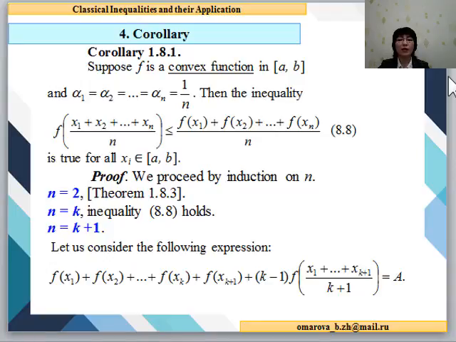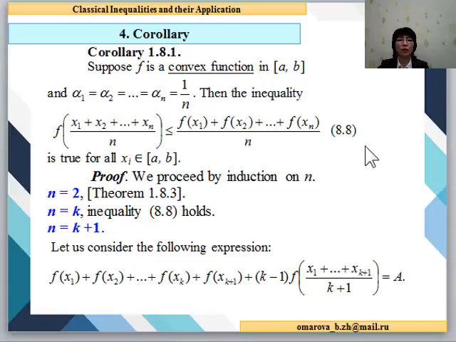Let's consider the corollary of Jensen's inequality. Corollary 1. Suppose the function f of x is a convex function on the segment AB and the numbers alpha 1, and so on, alpha n are equal to each other and equal to 1 over n. Then inequality 8.8 is true for all numbers x in the segment AB.